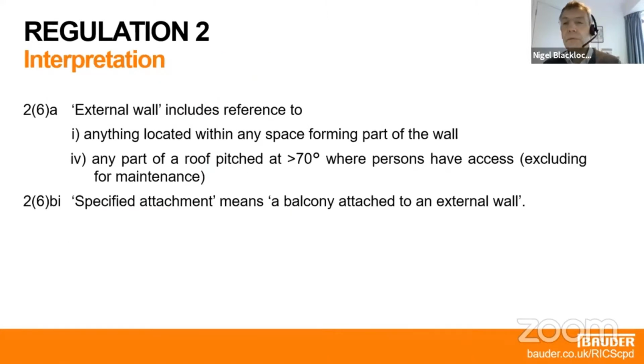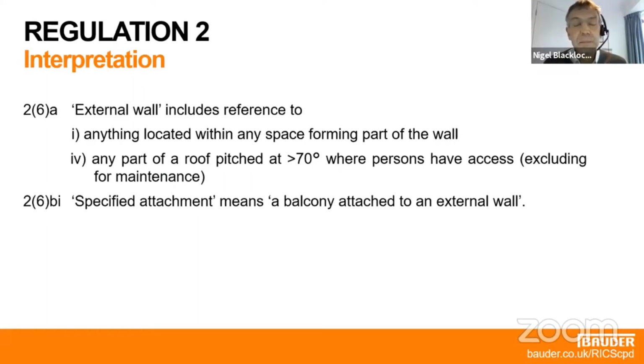And just to help with the explanation a little bit further, the regulation helps on external wall, which states that it's anything located within, forming part of the wall. So it's not just the surface, it could be what's inside the wall. And also any part of a roof pitched at greater than 70 degrees. A roof ceases to be a roof above 70 degrees, it's then a wall.